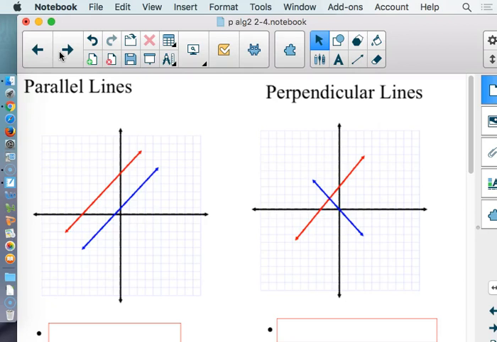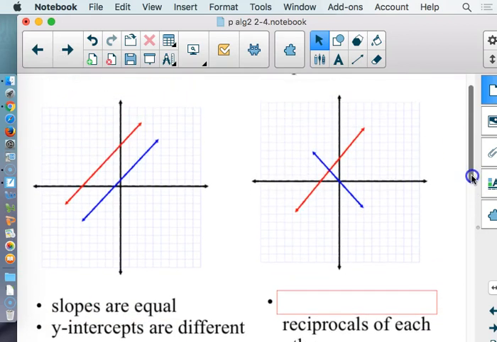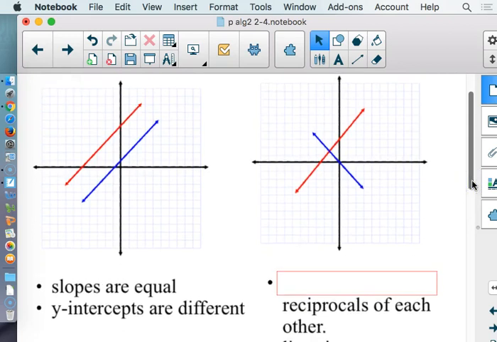Do you remember anything about the slopes of parallel lines? They are the same. The slopes of parallel lines have to be exactly the same. They have to be equal. The slopes are equal. That's what makes them parallel. Their rise over run is exactly the same. They're never going to hit each other because of that.